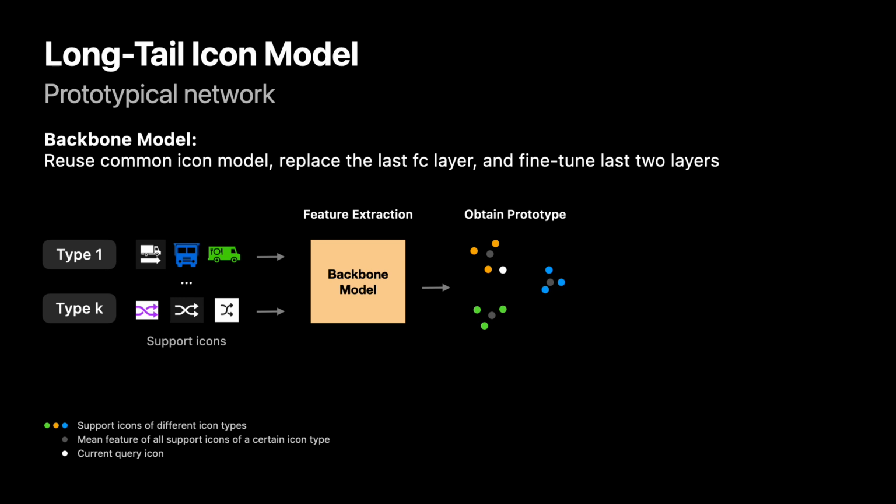For each icon type, we sample several examples as support icons, and then use a backbone model to extract features from these support icons. We then obtain a prototype for each icon type by calculating the mean features of the support icons. Then, we can predict the label of a query icon. We obtain features of this icon, find the nearest prototype, and assign the label. This method can be generalized to new icon types by adding a few examples.